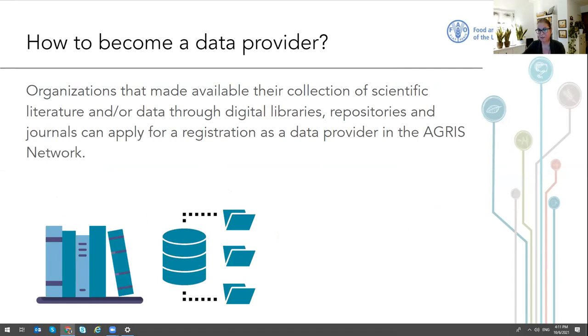So how can they become a data provider? Essentially, they have to have a collection of scientific literature, either through digital libraries, repositories, or journals, and then they can simply apply for a registration. They don't necessarily have to be online. We have many data providers that are generating metadata through Zotero, and they are submitting the metadata to us because it's the only way that they have to really be present on the web. So Agris is a search engine, but at the same time, it's also a data provider itself in a way.